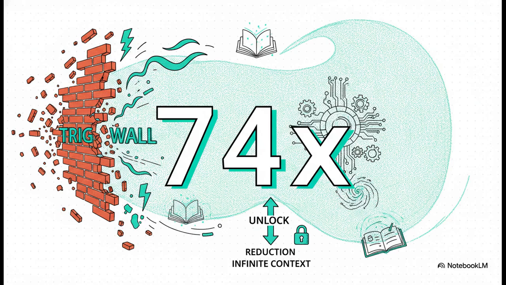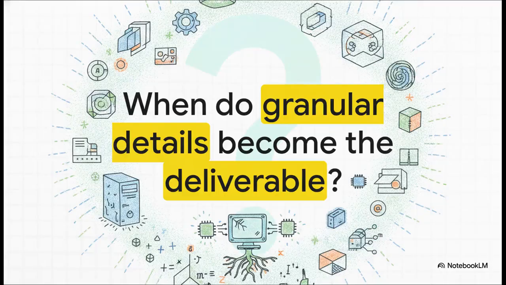The result of combining these 3 foundational details? The system completely shatters the trig wall. This zero-drift engine achieves a jaw-dropping 74 times reduction in energy per scoring operation. Guys, this isn't just an incremental update. This is the fundamental hardware-level key required to unlock infinite context capabilities for large language models. A total game changer.